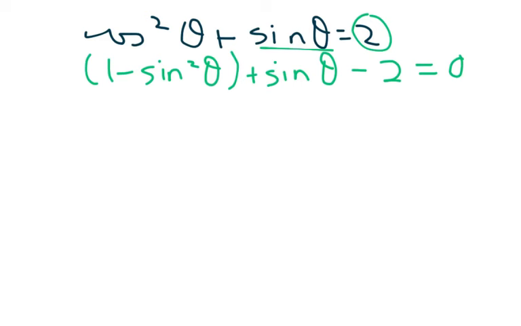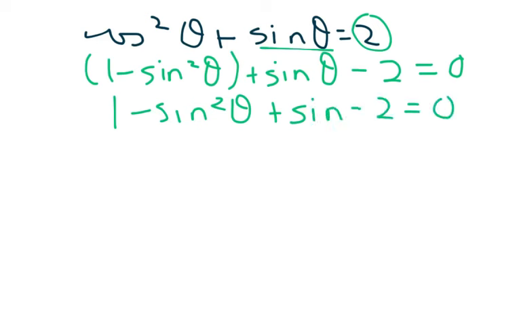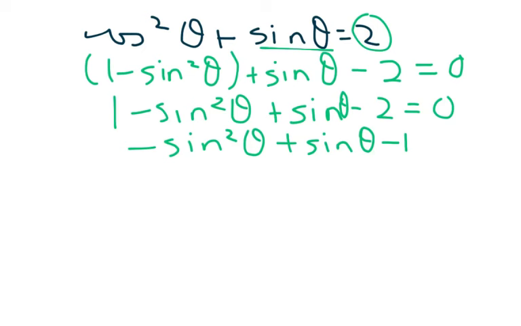Alright, so now clean this up, and we get 1 minus sine squared theta plus sine theta minus 2 equals 0. So this could be negative sine squared of theta plus sine theta minus 1 equals 0. Basically, I just combined those two.